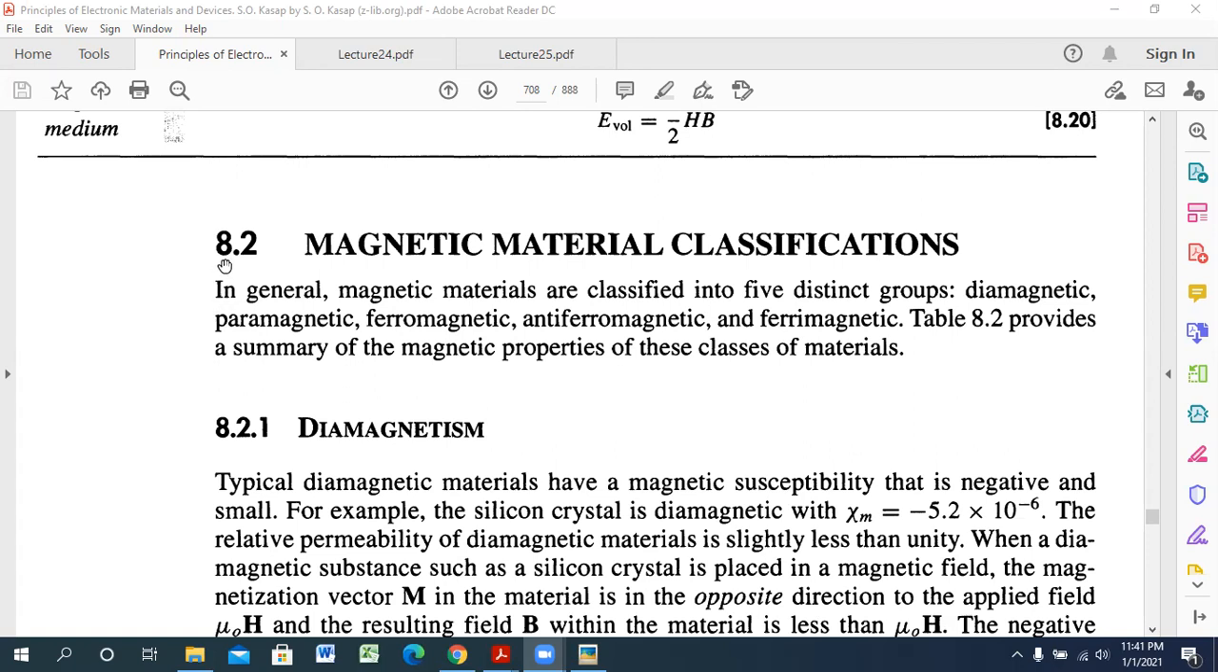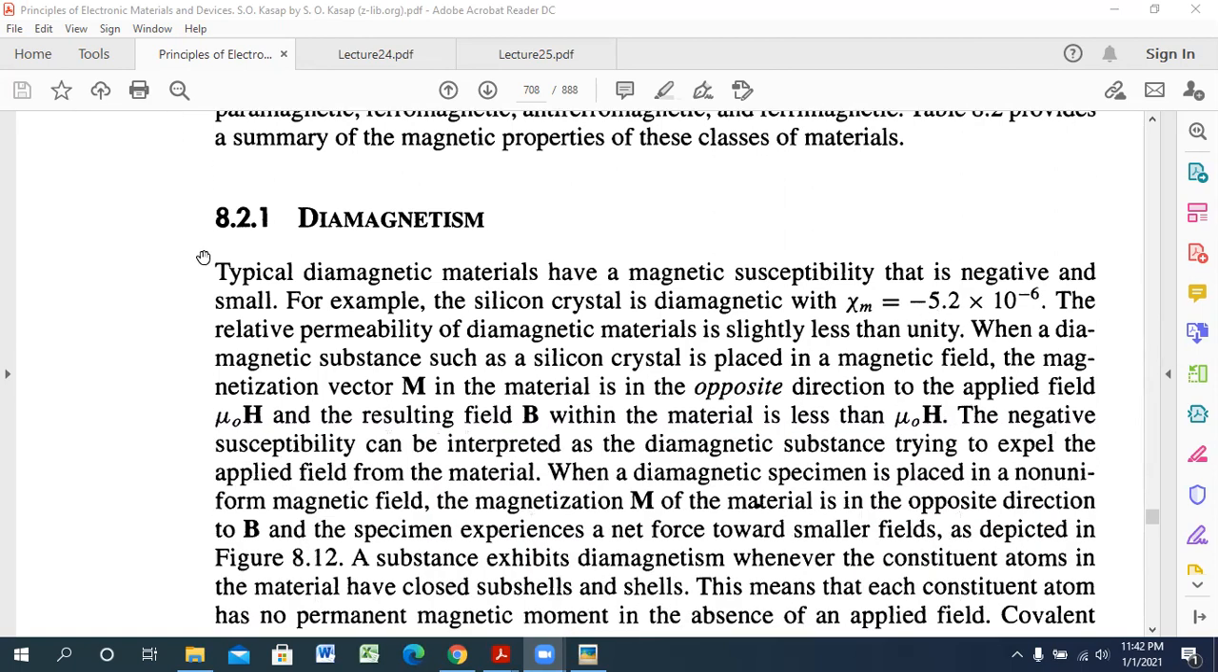Magnetic materials classification is almost a theoretical, concept-based topic. Magnetic materials can be classified into five distinct groups: diamagnetic, paramagnetic, ferromagnetic, antiferromagnetic, and ferrimagnetic. The total summary is given in table number 8.2. The first one is article 8.2.1, diamagnetism. You can go through this diamagnetism.